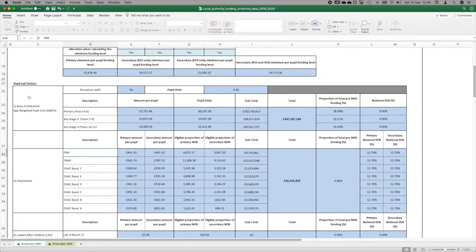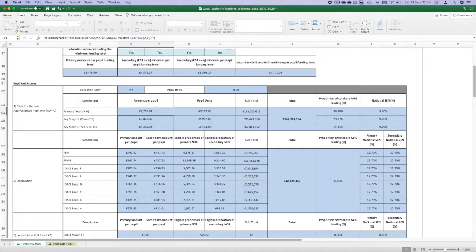Okay, so up here, first of all, we get our bum on seat money, our age-weighted pupil unit, and it varies according to the age of a child. It's usually slightly more when you're in Key Stage 4 than it is when we're in primary schools. And over on the right-hand side here, there is a column that says Notional SEN, and this is where this Notional SEN budget comes from.